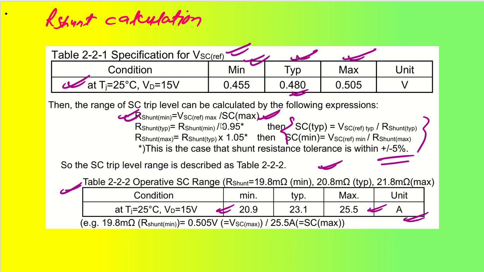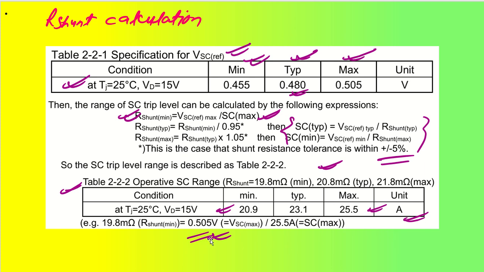So when we know the short circuit trip level of this particular IGBT, we can always divide V short circuit reference voltage by the short circuit trip level of the IGBT. So let us say the maximum short circuit was 25 ampere. So you can divide it by 25. Then we will get the minimum value of R shunt. Okay. So hope you now have a good understanding about how to get your minimum value, maximum value, and the typical value of shunt resistance.